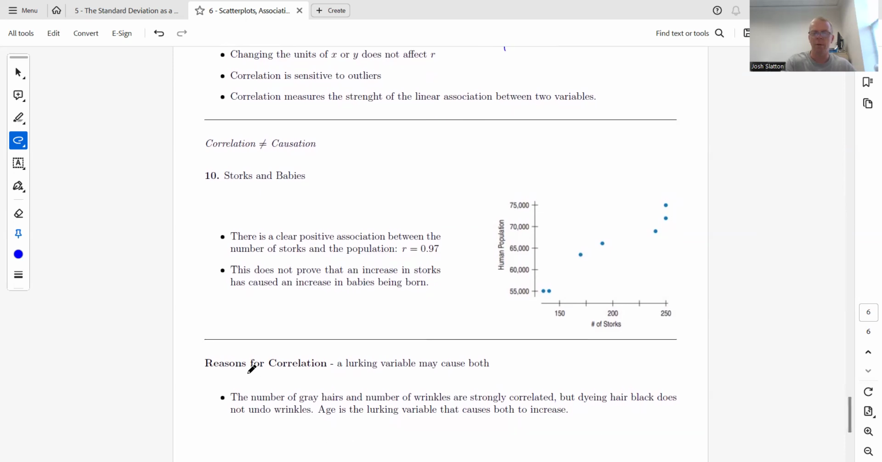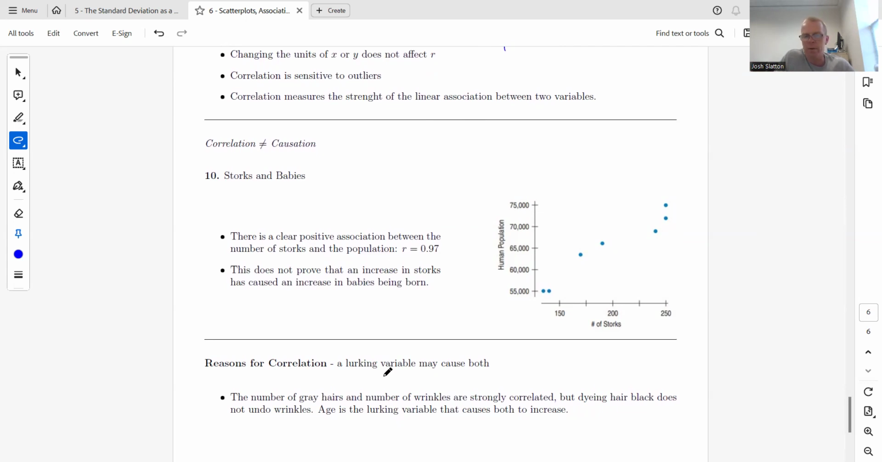So what's the reason for the correlation? It could be that Y is causing X. Maybe if you switch them, you could say that the new X is causing the new Y. Or there could be a lurking variable that is causing both. So there could be a third variable that we're not considering that's causing X and Y to move together.